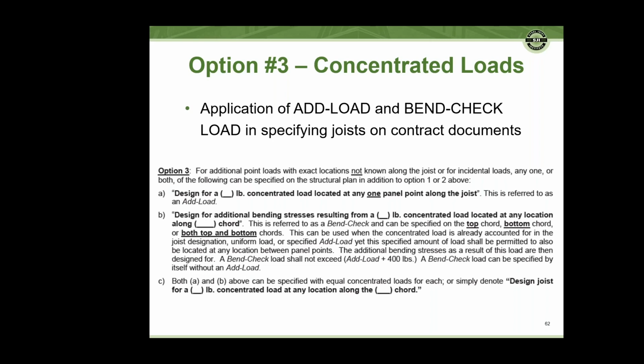You can combine, so C is combining A and B, where you're specifying both an add load and a bin check load. So you've got a future allowance for rooftop equipment or additional loading. You can have that add load and the bin check load.